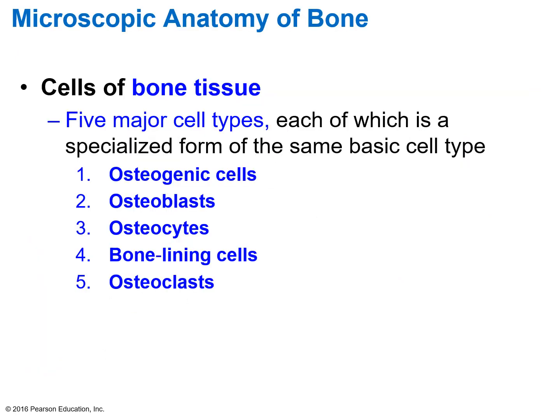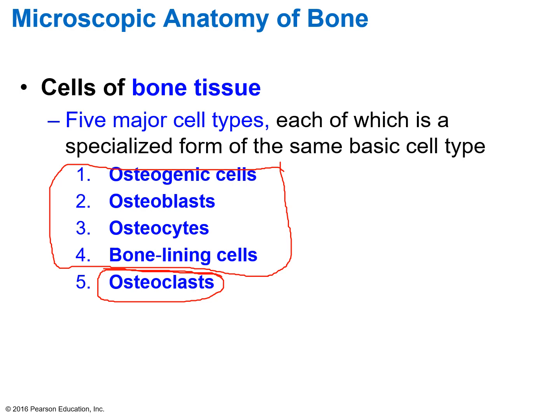The final part of this lecture I want to talk about is the microscopic anatomy of bone, aka the different cell types that you would come across in the bone tissue. There are 5 major cell types to mention. We have our osteogenic cells, osteoblast, osteocyte, and bone lining cells. These 4 are clustered together because they come from the same stem cell origin, the osteogenic cells. And then we have our osteoclast cells, which have an entirely different origin and an entirely different function.